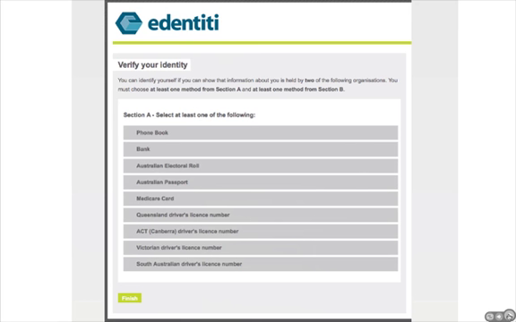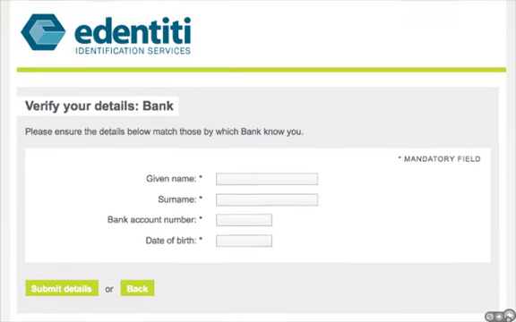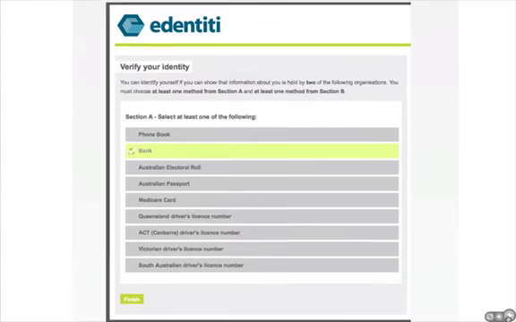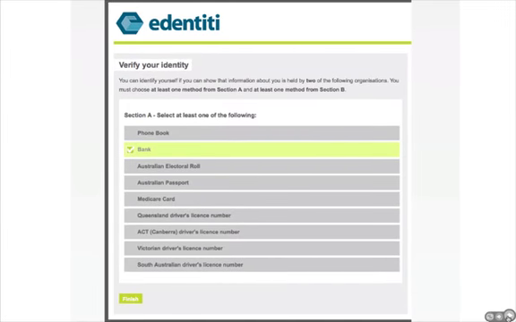So the bank is one of the items that can be selected. The person puts in their bank account number. The given name and surname and date of birth would have been filled out automatically. It comes back and says that the bank has been used for identification purposes.